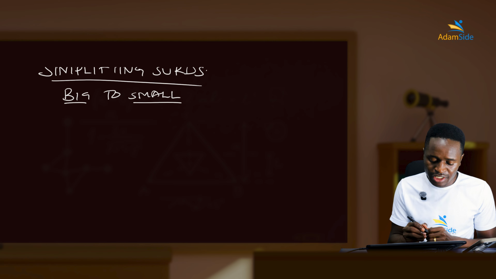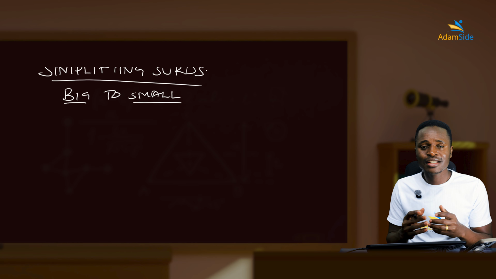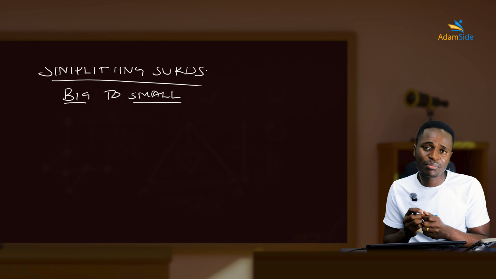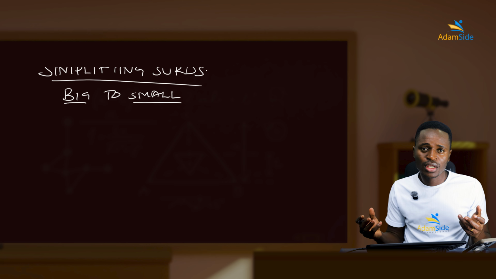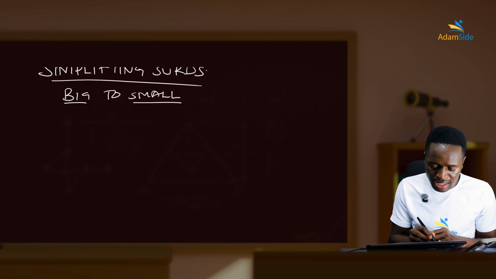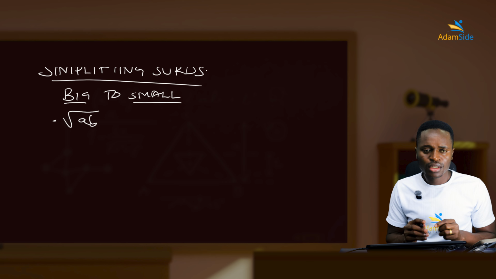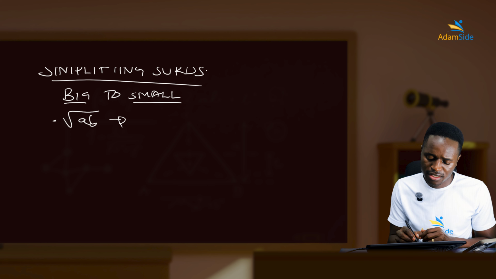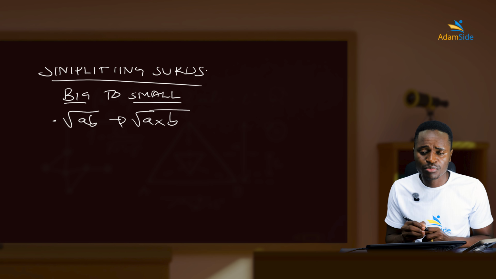For example, we know a surd. What is a surd? A surd is when you are finding the square root of numbers that are not square. In other words, when you find the square root of these numbers, you will not be able to get a whole number or a rational number. So that's the definition. Let's use the theorem: square root of AB can as well be written as square root of A times square root of B.